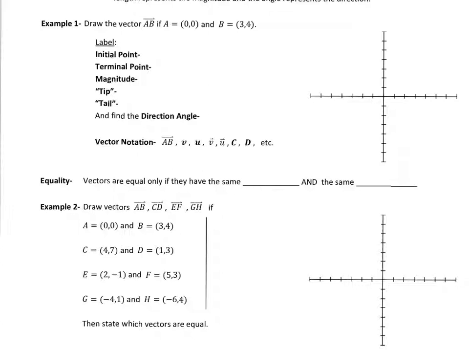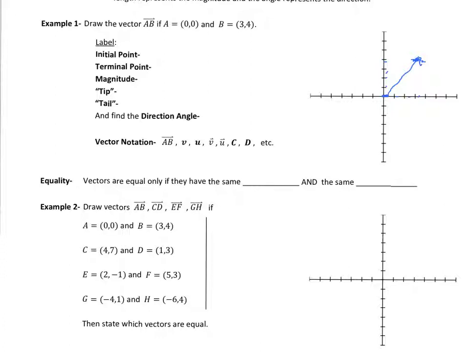It says draw the vector AB if A is at 0, 0, and B is at 3, 4. Well, the 0, 0 part's pretty simple. Actually, they're both pretty simple. Here we are at 0, 0, and then if we go to 3, 4, we're right in this area here. So now the vector, we're going to have it look like this. That should be an arrow point. It doesn't look very good, but you get it.